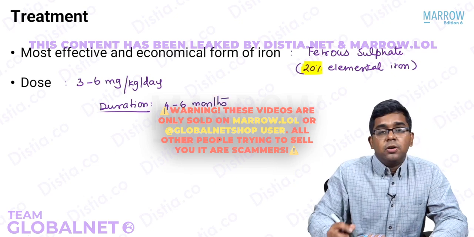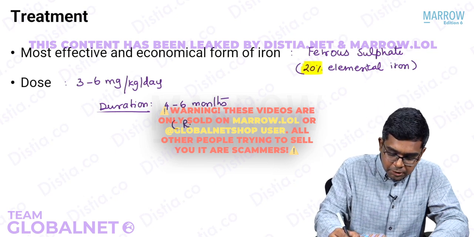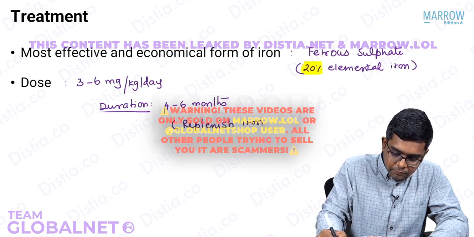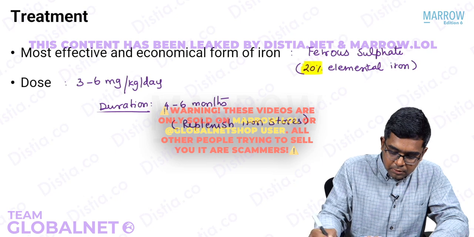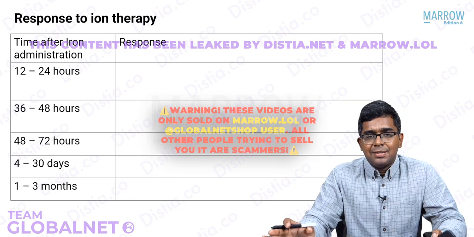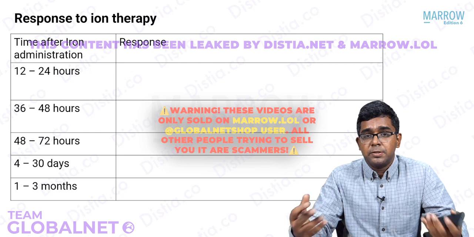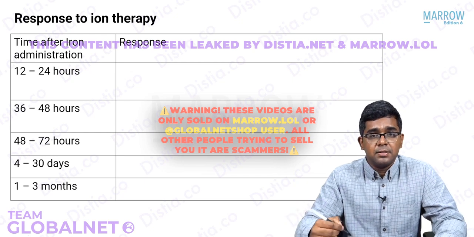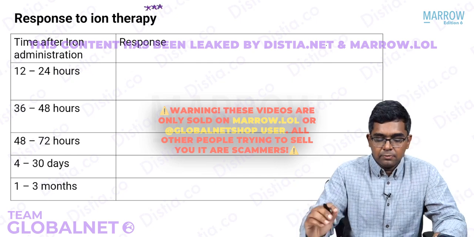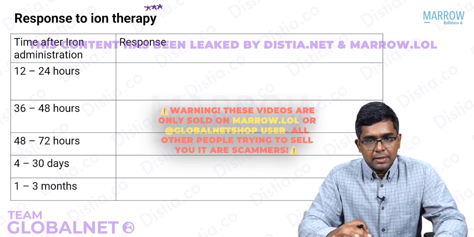The main reason for this longer duration of treatment in iron deficiency anemia is because you have to replenish iron stores, which will take many months to occur. That is why you are giving 4 to 6 months of treatment. Next, after you have started iron treatment, how to look for response in that particular child, whether the child is responding to treatment or not. It is given by various timelines, and this is one of the commonly asked MCQ questions in any competitive exam.